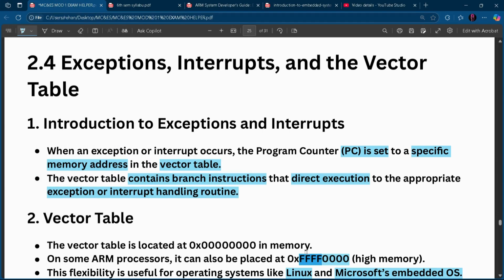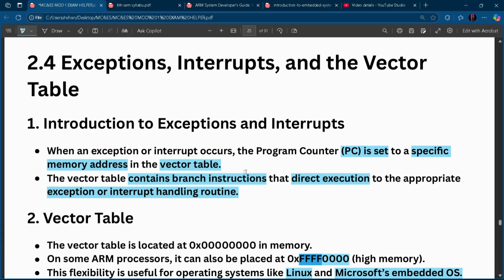So let us move to the next topic: exceptions, interrupts, and the vector table. You don't have to study much. You will have a big vector table over here, which is pretty easy. Exceptions and interrupts always come together. They have a difference, but they always come together. So, introduction to exceptions and interrupts.